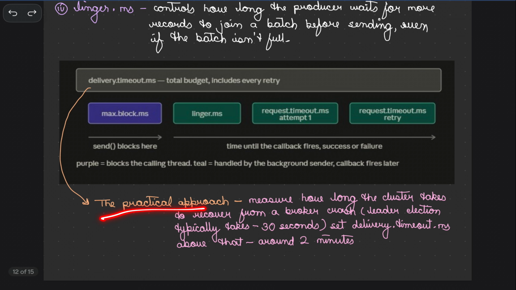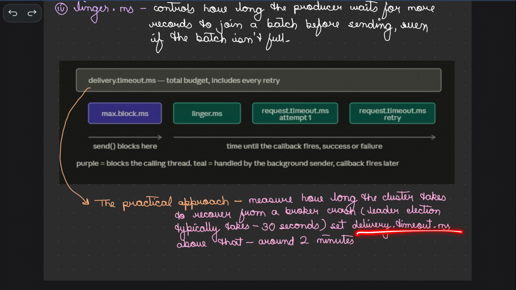Now the practical approach: if you're talking about delivery.timeout.ms, the total budget includes every retry, the whole process. So the ideal way to choose the timing is to measure how long the cluster takes to recover from a broker crash. Let's say the broker crashed. How long does it take to recover? Usually leader election happens whenever the broker recovers. Who will lead the partitions? Leader election typically takes 30 seconds.